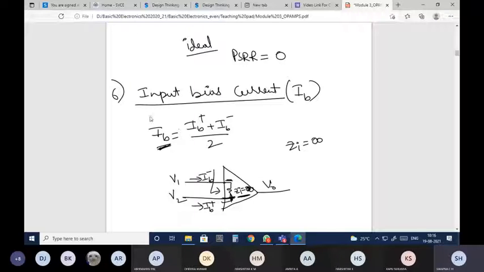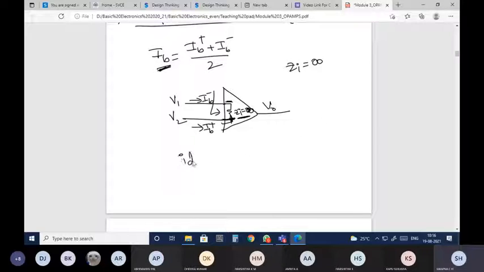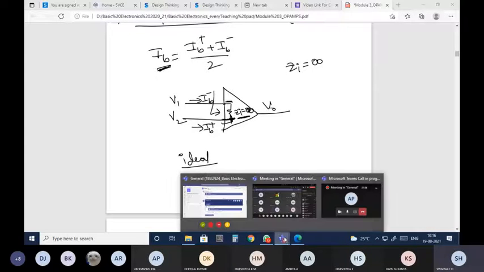So this IB, input bias current, is nothing but the average between these two currents. So the ideal value of your input bias current should be equal to 0, because these terminals will not draw any current. So IB will be equal to 0. So these are some of the parameters of your op-amp. Okay, hope you people are following.